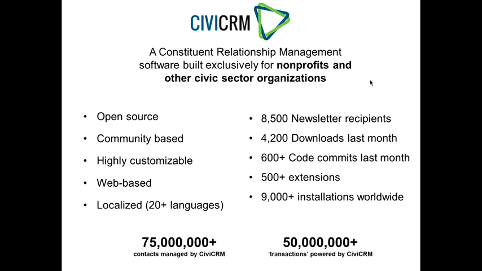So what is CiviCRM? CiviCRM is what we call a constituent relationship management system, a CRM. So C stands for constituent, or it can also be contacts or customers or clients. It can be different kinds of contacts, and then you manage the relationship between these contacts. So the R stands for relationship. CiviCRM started in 2004, so it's been 11 years now. And it has been developed exclusively for non-profit and other civic sector organizations.